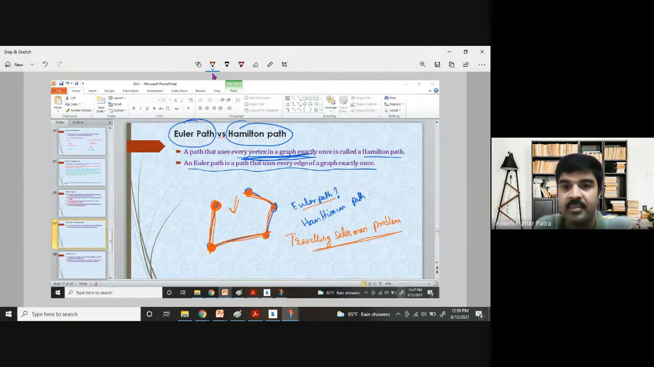Which is a typical problem involving the Hamiltonian path. Though it seems like the traveling salesman problem, it has so many real world applications in computer networks, in computer circuit design, and in brain network analysis and so on. What does it say? We have a complete graph like this. Again, a new terminology comes into the picture, complete graph.